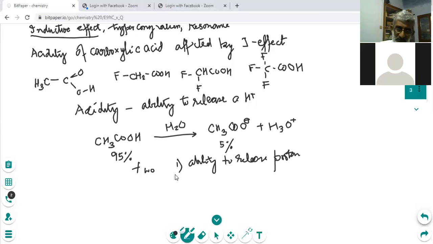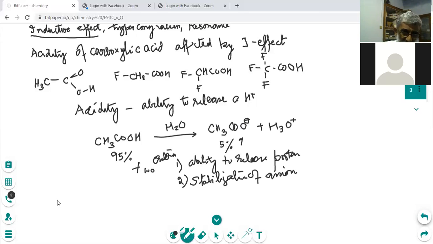Release proton. Okay, two criteria. Second one, stabilization of the resulting anion. Stabilization of anion. Okay, now this is the anion. The question is stabilization of this anion. See here, how can you stabilize this anion?